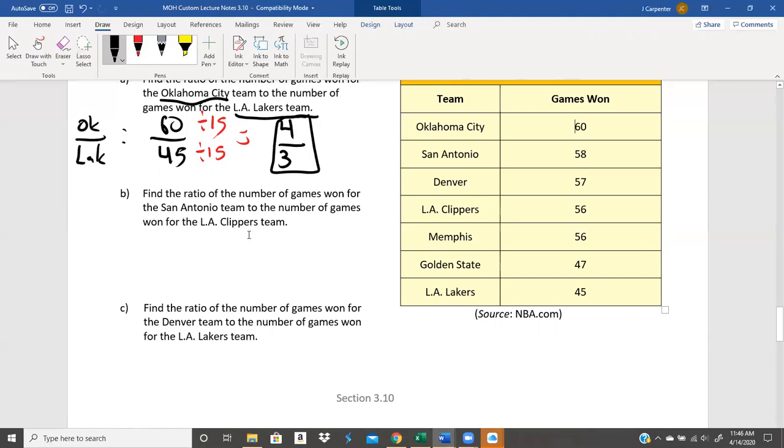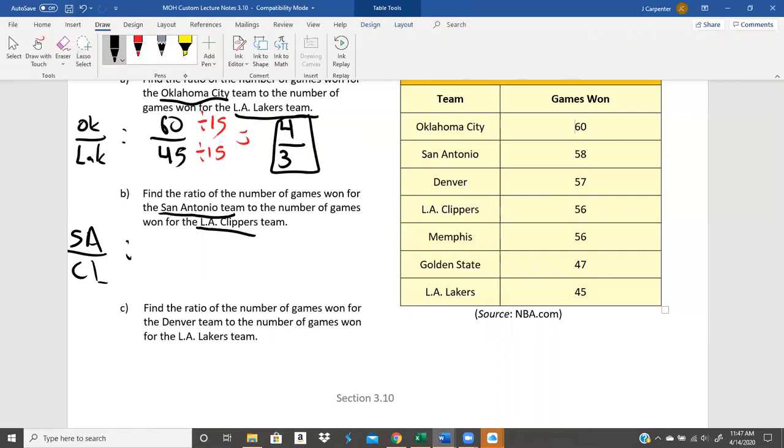Now let's do B, and then we'll move on to the next type of example. So find the ratio of the number of games won for the San Antonio team to the number for the Clippers. So that's the other LA. You got to make sure you're not just focused on the LA, because you might, let's use the Lakers again, 45, and we're done. Nope, that's wrong. San Antonio to the Clippers. So I'll do SA for San Antonio, over the Clippers, CL for Clippers.